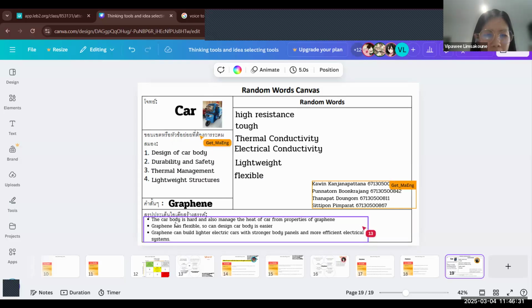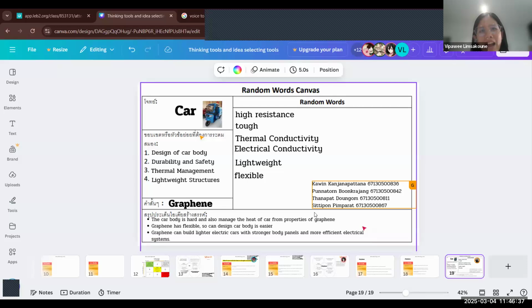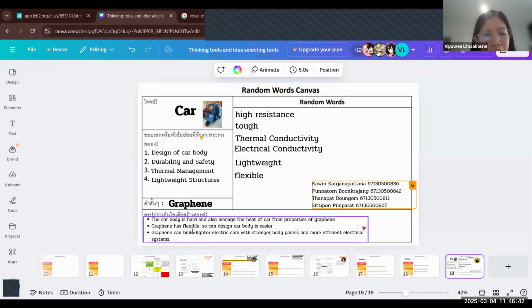So they wrote, for example, the car body is hard and also manage the heat of car from properties of graphene. Probably have a good heat transfer or something. Yeah. And then graphene has flexibility, so can design car body is easy, meaning that it have durability, toughness, maybe can be twisted or bent or something like that, okay, so that's a great example here.